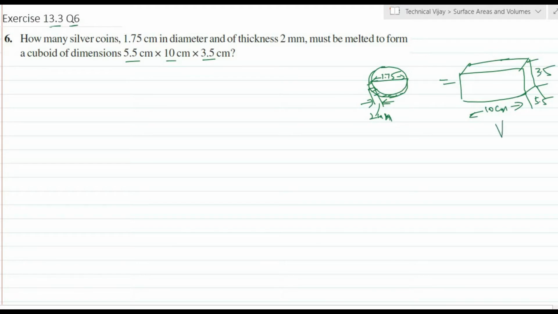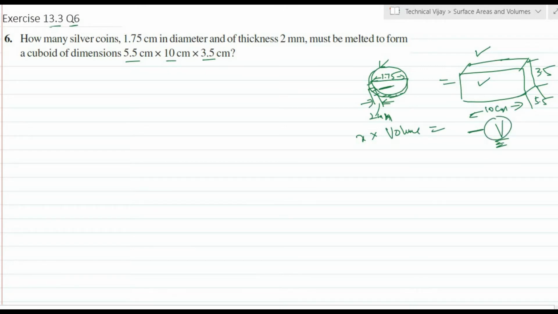So this volume also we have to calculate. So how many number of these coins, that is x number, into the volume of these coins is equal to the volume of this cuboid. Like this we have to equate. First we have to calculate the volume of this one, and also the volume of this one. Definitely this volume will be more. So how many number of this volume is equal to this volume? Like that we will do.